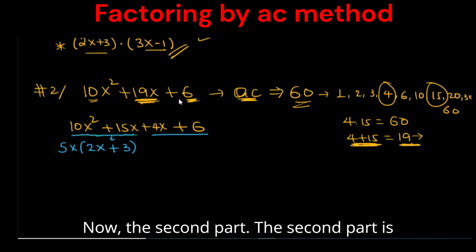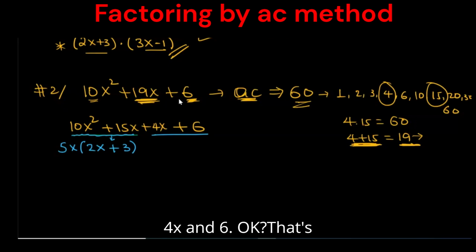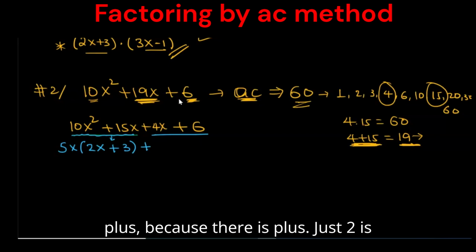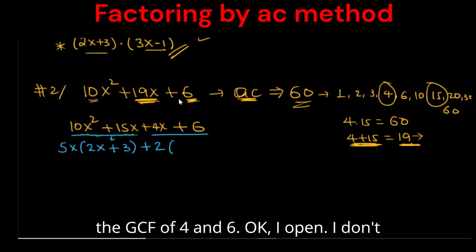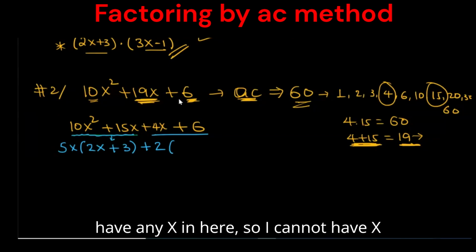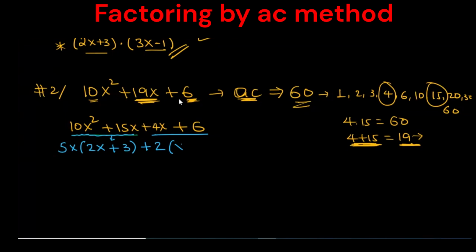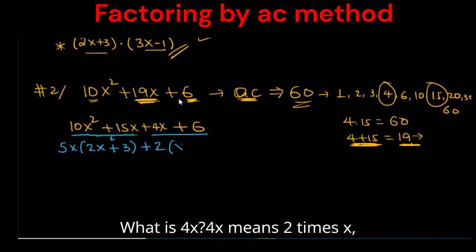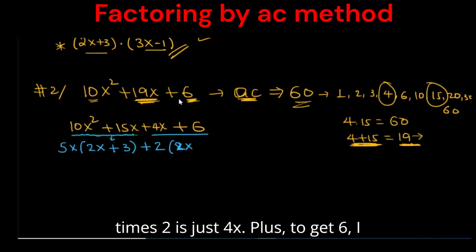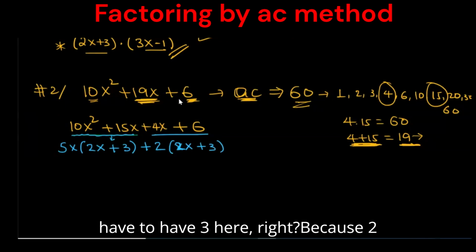Now, the second part is 4x plus 6. 2 is the GCF of 4 and 6. I don't have any x in here, so I cannot have x outside. What is 4x? 4x means 2 times x. 2x times 2 is 4x. Plus, to get 6, I have to have 3 here, because 2 times 3 is 6.